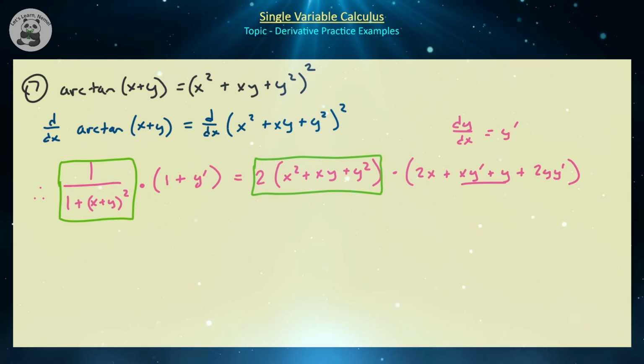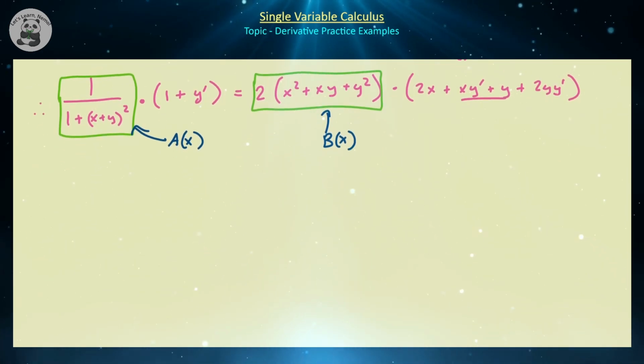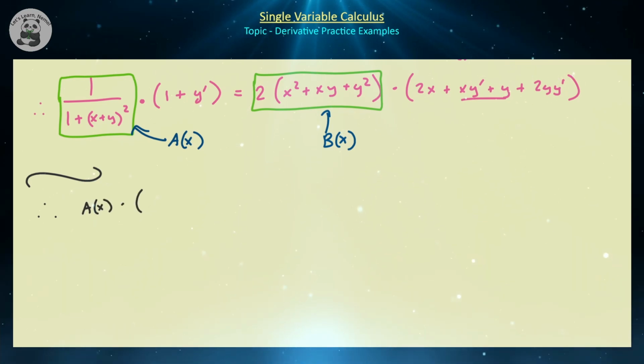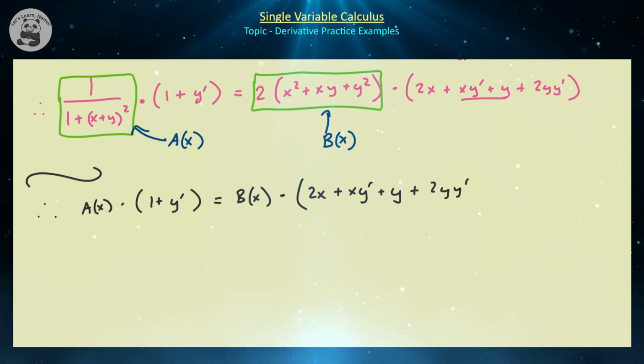So what I'm going to do is create new functions to make my algebraic representation a lot easier. I'm going to call this function here a of x, and I'm going to call this expression here b of x. And keep track of what you define these functions to be. So what I have here is a of x times 1 plus y prime is equal to b of x times 2x plus xy prime plus y plus 2y y prime. Right? And that's a lot easier to look at.